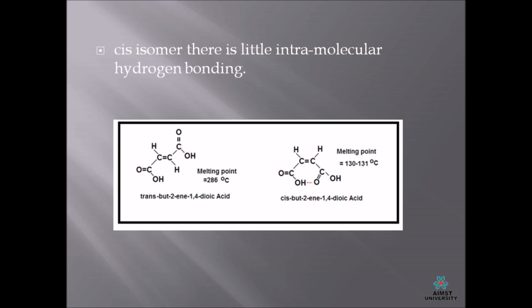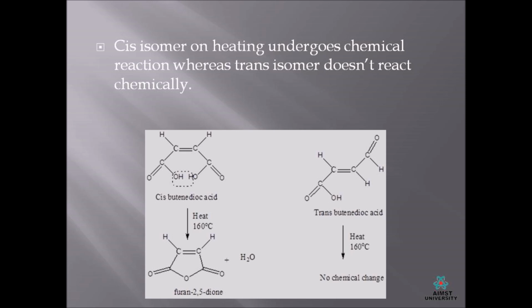The cis isomer on heating undergoes chemical reaction, whereas the trans isomer doesn't react chemically. Here is an example where cis-butenedioic acid, when heated at 160 degrees centigrade, is getting converted into furan-2,5-dione. But the trans-butenedioic acid, when it is heated at 160 degrees centigrade, is not getting converted. That means it is not undergoing any chemical change.